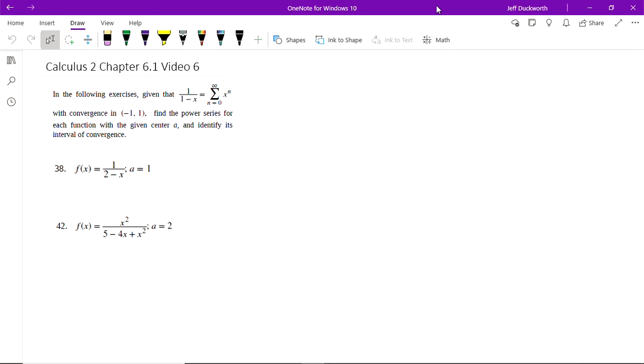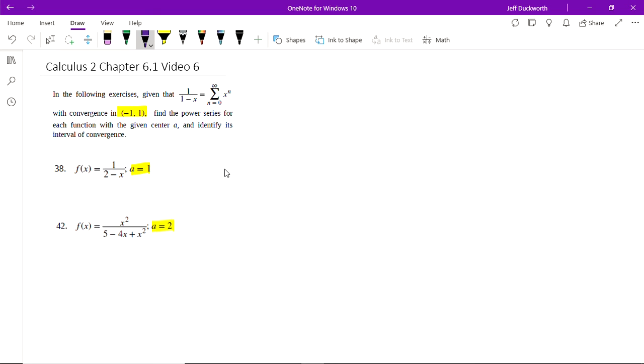Here's another two problems from the same thing we did with video 5. We're going to be converting this to a power series, and the series x to the n has an interval of convergence from -1 to 1. So we're going to use that when dealing with this. The center for these, a, is going to be 1 for this one and 2 for the second one, but let's break these down here.